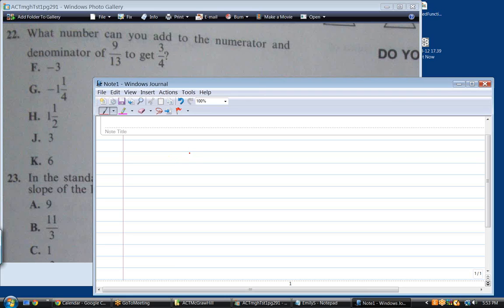9 plus 3, 12. And 13 plus 4? No, it's got to be 13 plus the same number. In other words, you have to add this number to both the numerator and the denominator. It's not adding these 2 numbers over here. It's adding a single number to both. So if we added 3 to the numerator, we need to add 3 to the denominator. And now the only question is, is that 3/4?